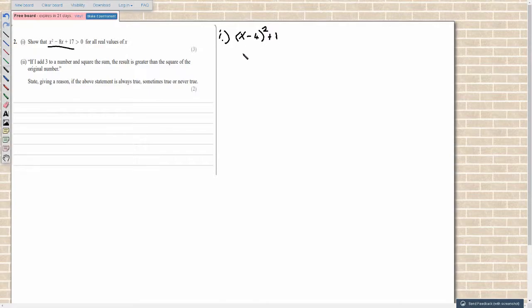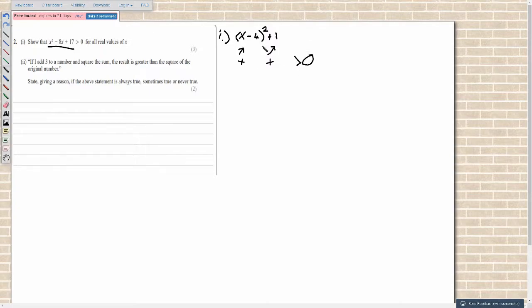So because this is always positive, and because we're adding plus 1, it is always greater than 0. So write that little last statement in words, and just say this is positive because we're squaring it. This is always positive, so it can never be negative.